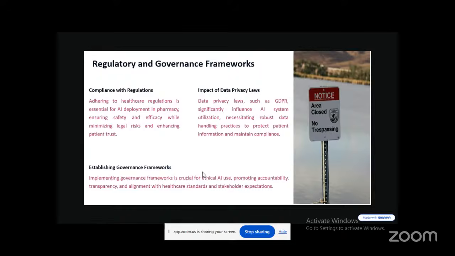In maintaining the data of a particular patient, it can be maintained properly. And establishing a governance framework: implementing a governance framework is crucial for ethical AI use and promoting accountability, and it produces transparency and alignment with healthcare standards and stakeholder expectations. So in this way, it is going to be reliable with the governance framework.